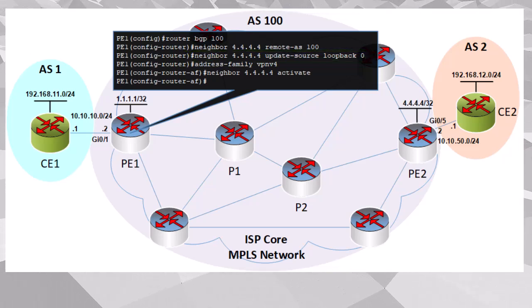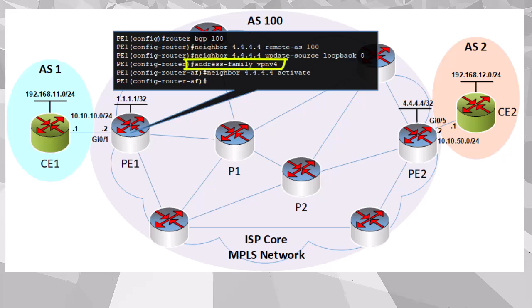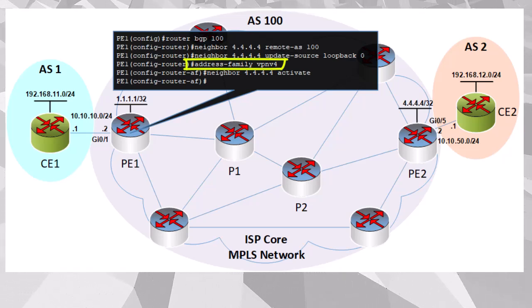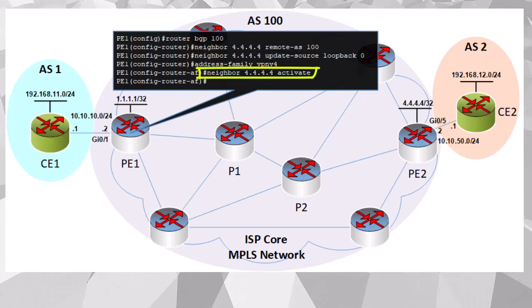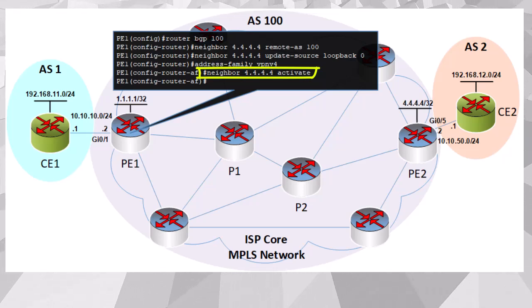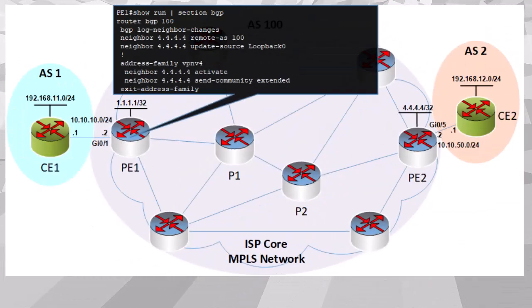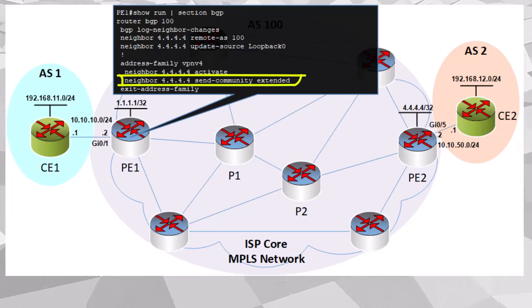Now this is where multi-protocol BGP comes in. Here we configure our BGP peering to share VPNv4 routes using the address family VPNv4, and we activate PE2 as our neighbor for sharing these routes. Now this will automatically enable another feature of BGP. Take a look at the resulting configuration of BGP in PE1. We see that the PE router automatically added the Send Community Extended feature. This is necessary because our RTs are shared using extended BGP communities.